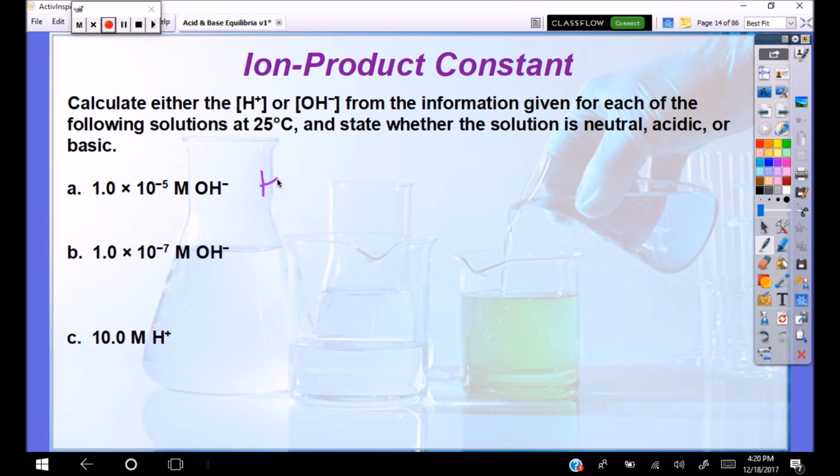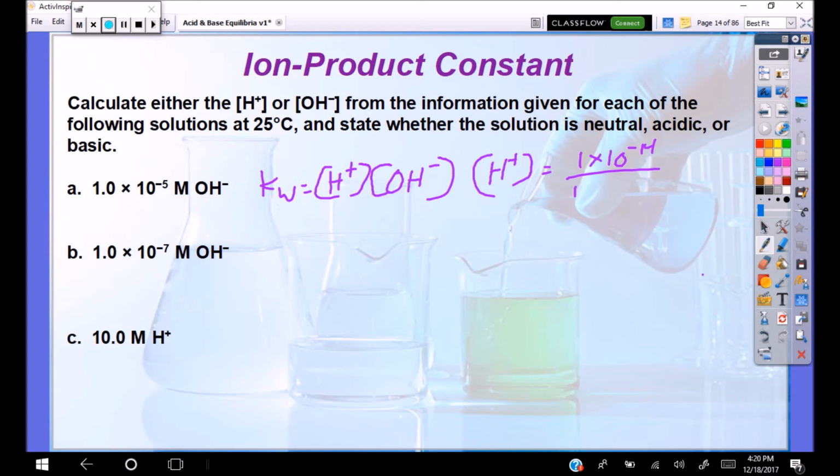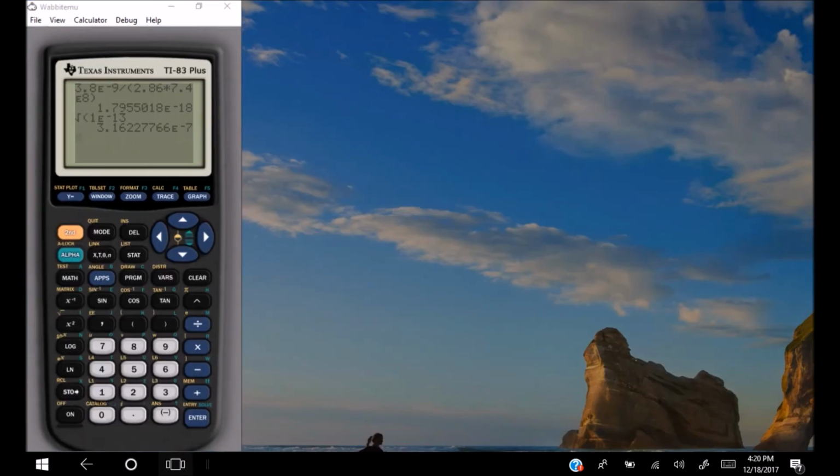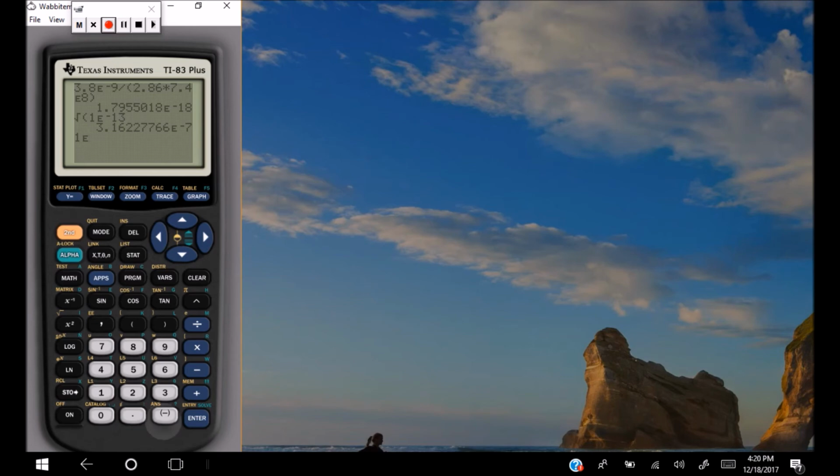I know that my KW is equal to H plus times OH minus. And I know that KW is 1 times 10 to the negative 14th at 25 degrees. So I can say that H plus is equal to my 1 times 10 to the negative 14th divided by 1 times 10 to the negative 5th OH minus concentration. All right, let's calculate it. 1e to the negative 14 divided by 1e to the negative 5th. Oop, I left my e out, sorry.